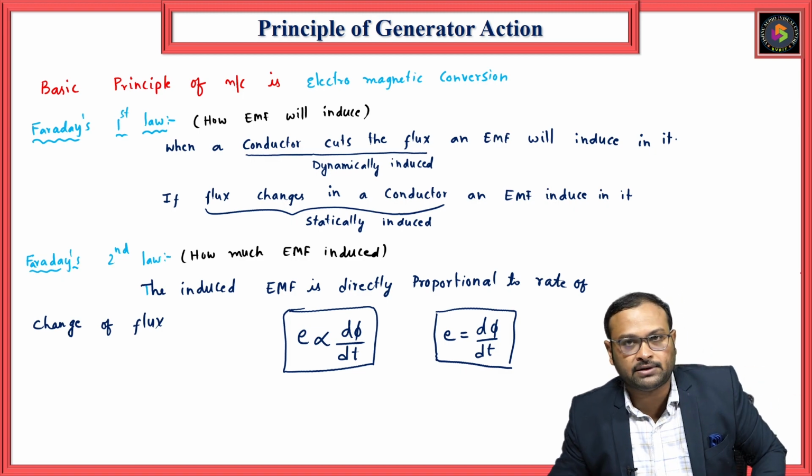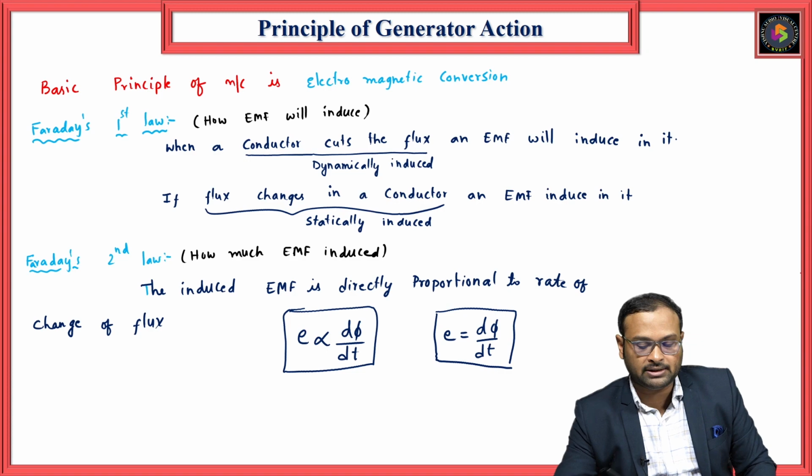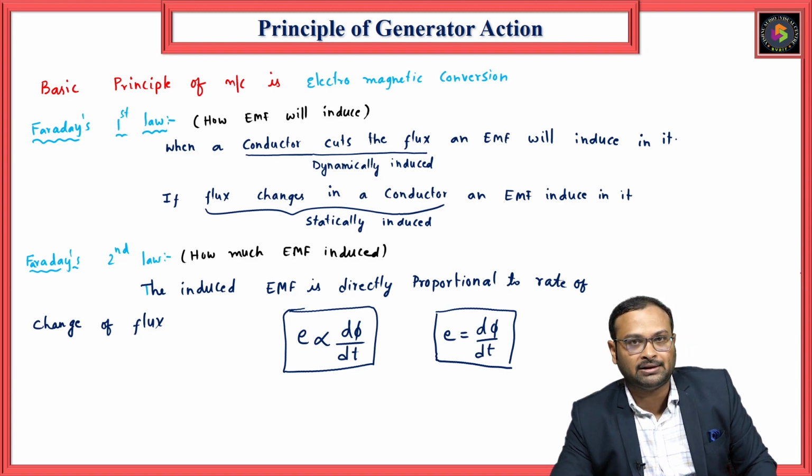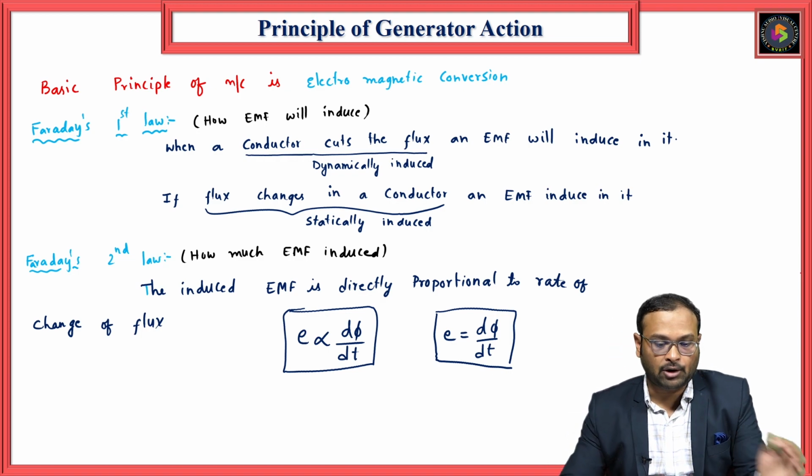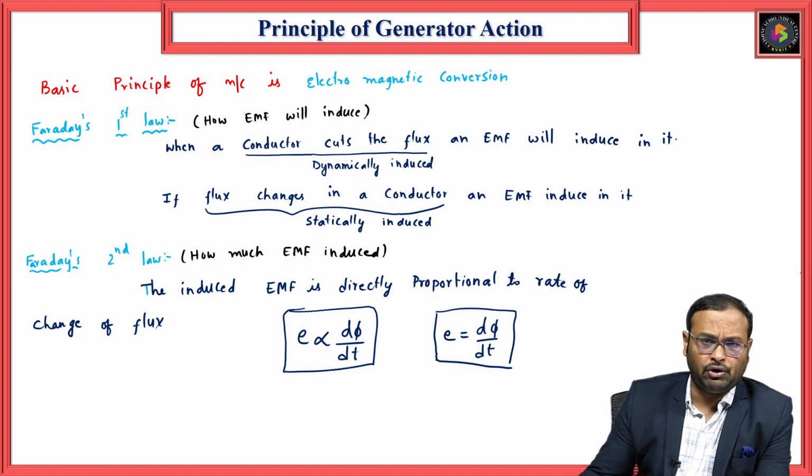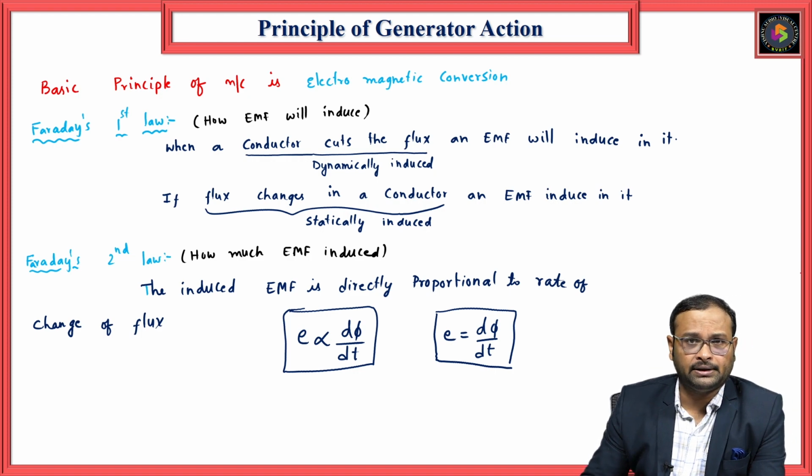This is what Faraday's first law and second law say. There is also a sub-law, Lenz's law, which explains that the induced EMF always opposes the cause behind it. Then it will be E is equal to minus d phi by dt. Here I am not going into depth on that. We are going to check the principle of generator action.